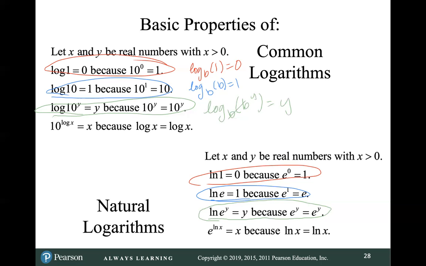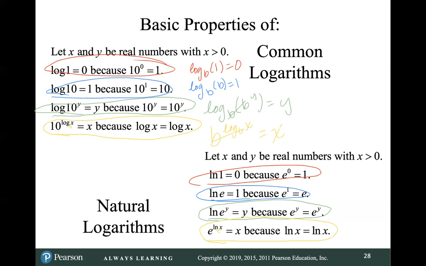And then finally, we have 10 to the log of x, with an invisible base 10, equals x, and e to the natural log of x, with an invisible base e, equals x. That's because any base raised to the log of that base of x must equal x. So again, we see these common bases reducing each other.